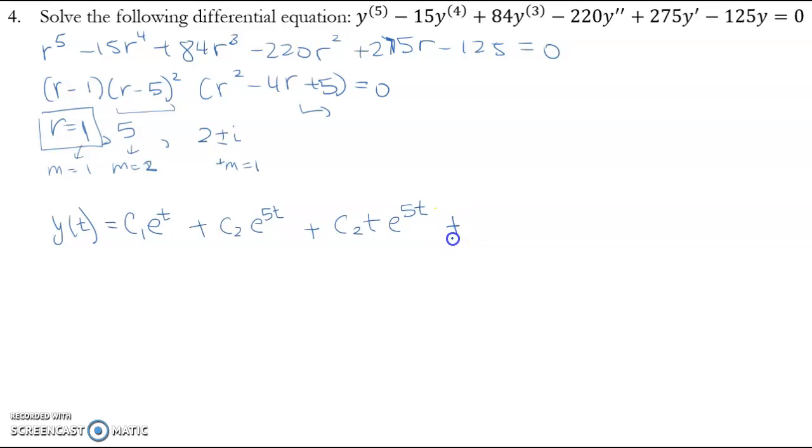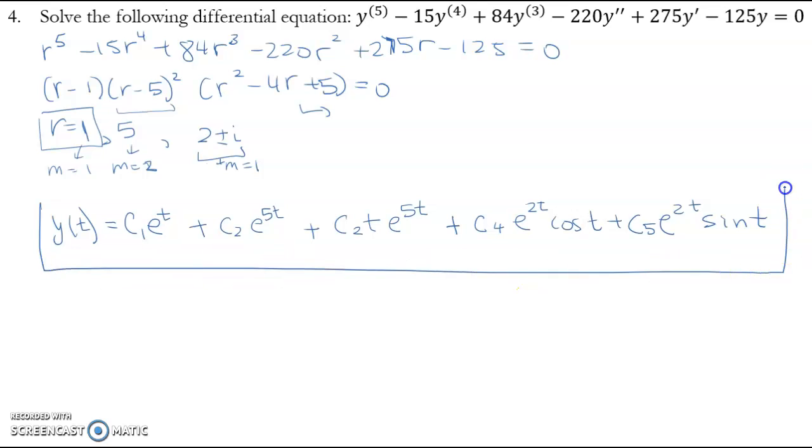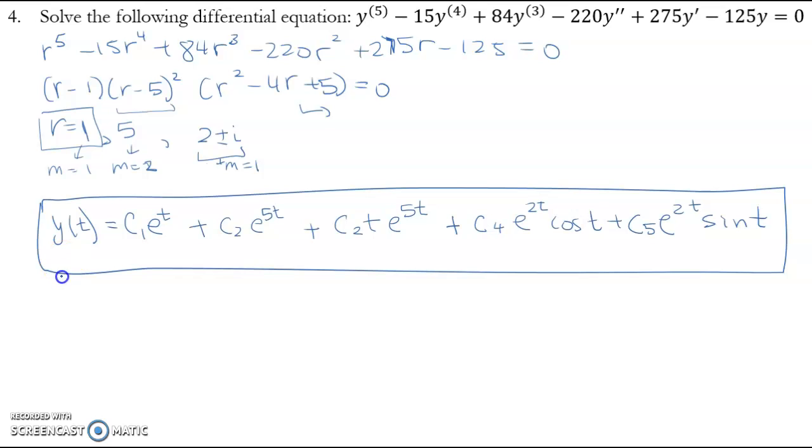Okay, and the next parts, we're going to have the sine and cosine mix that's coming from this. So we're going to have C4 e to the power of 2t cosine of t plus C5 e to the power of 2t sine of t. And there we go. This is our solution for number 4.